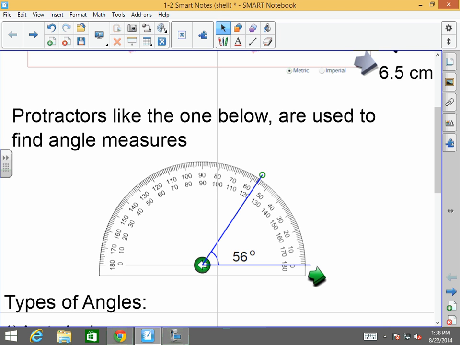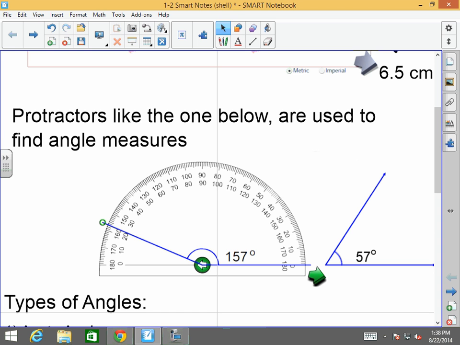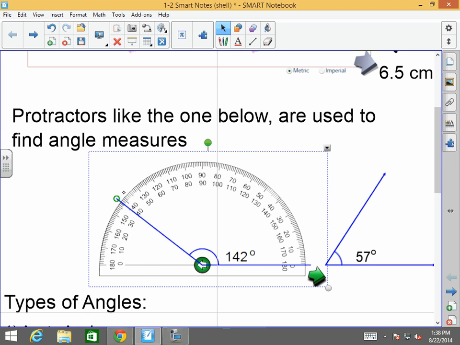If we have an obtuse angle, what's an obtuse angle? It's going to be greater than 90, but less than 180, guys. I don't want you to make that mistake. Sometimes people make that mistake. You've got to say it's less than 180. If I'm right at 90, what would that be, gentlemen? A right angle.